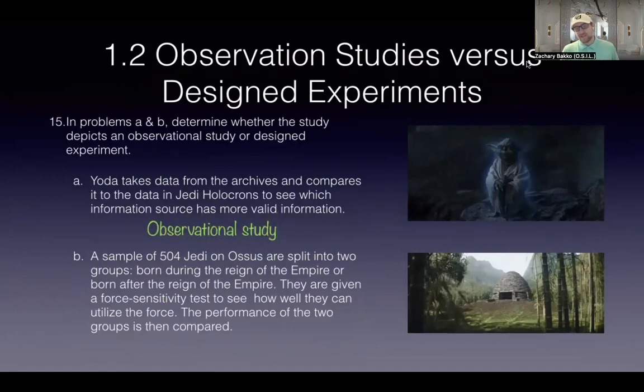Okay, we know letter B is going to be a designed experiment, but let's discern why. So a sample of 504 Jedi on Ossus are split into 2 groups: born during the reign of the empire or born after the reign of the empire. They are given a force sensitivity test to see how well they can utilize the force. The performance of these two groups is then compared. Okay, we're controlling for variables such as when they were born. We're giving them a test and we're seeing what results from there. So that would be the designed experiment.